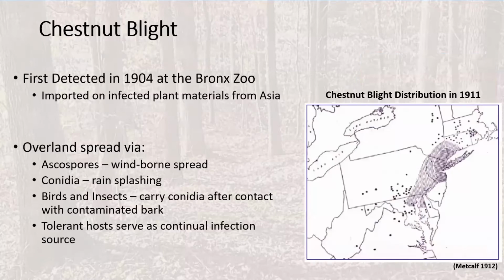This pathogen was first detected in 1904 at the Bronx Zoo, and we think it was imported on infected plants from Asia.